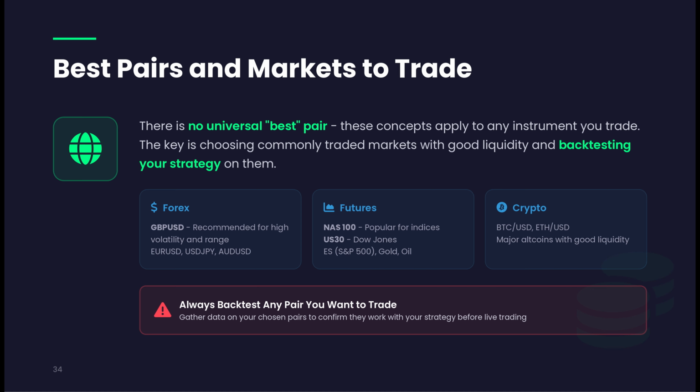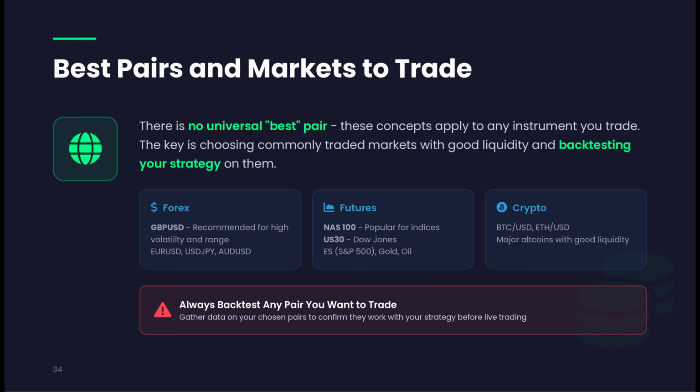Start with one instrument and master it completely. Don't be a jack of all trades, master of none. Pick your battleground, study it intensively, trade it consistently, and become an expert on that specific market's behavior.